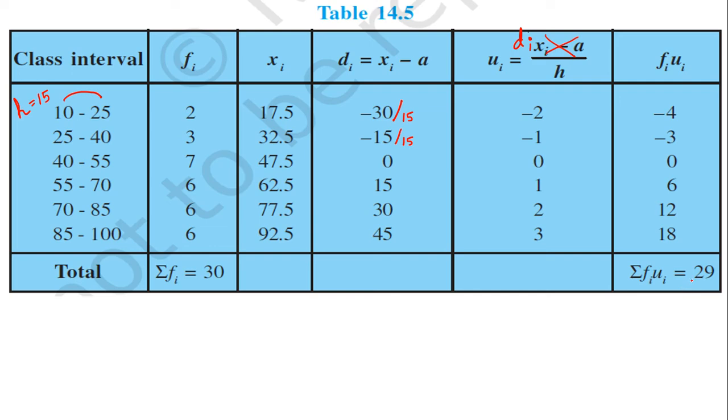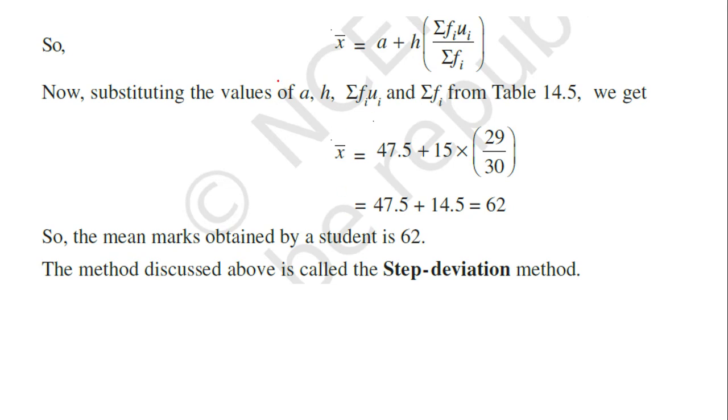And what about the formula? Last and final, and such a big formula will come. As you can see here, x bar is equal to a plus h into sigma fiui upon sigma fi. This is a little bit longer in comparison to the first two formulas, because one more thing is added here. If you remove this h, the formula will become the assumed mean method. If you remove both a and h, then fiui will not come, fixi will come, and this formula will become the direct method.